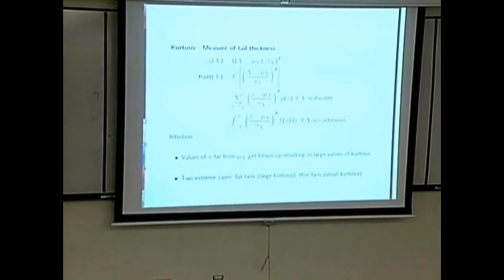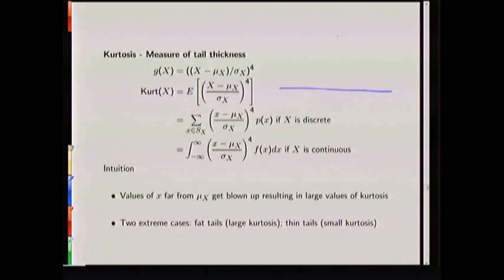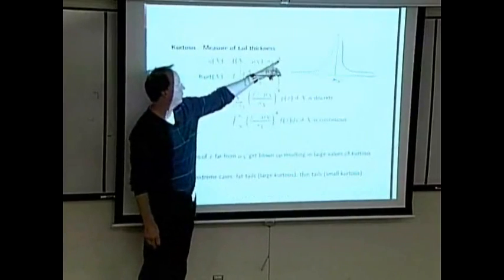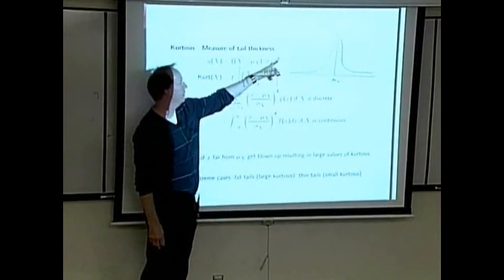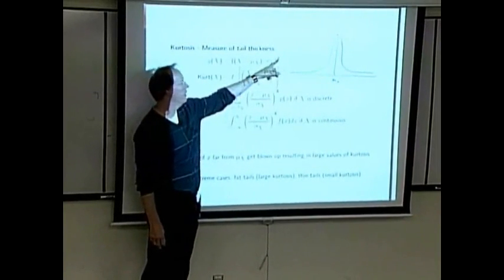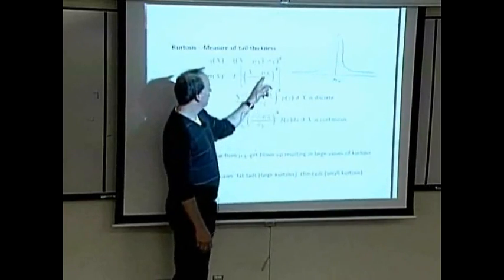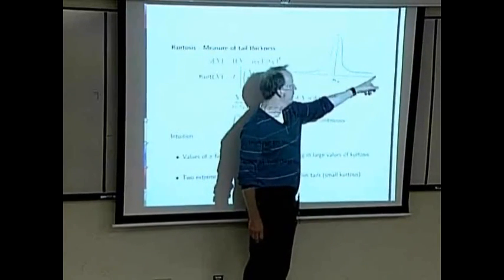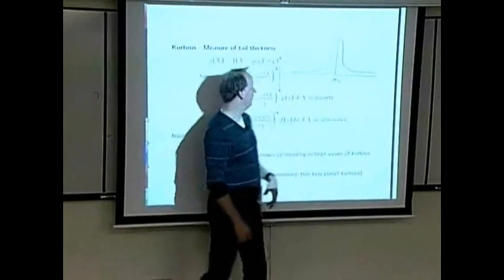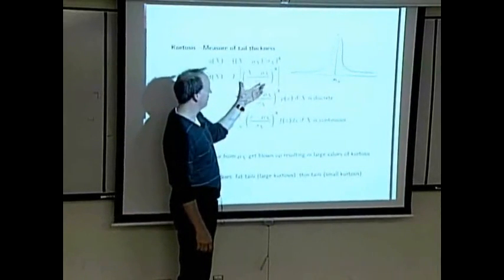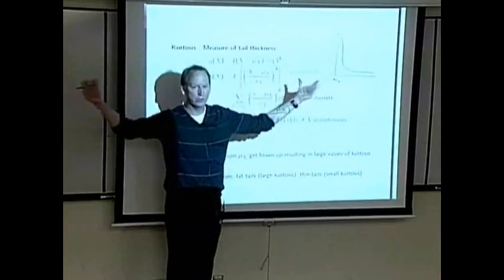So let's draw a picture here. Let's say we have a distribution that looks like this, and here's the mean. The first thing to note about kurtosis is that we're raising the deviation of x from the mean, divided by the standard deviation, to the 4th power. So this is always a positive number. Now, if x is way out in the right tail, x minus the mean is a big number, and when you standardize by the standard deviation, it's still a big number. You raise it to the power 4, and you get something that's huge.